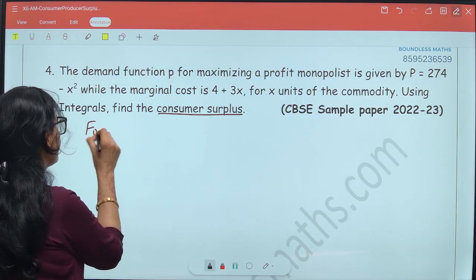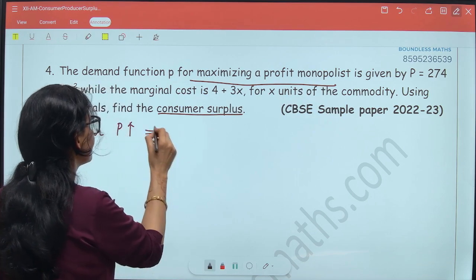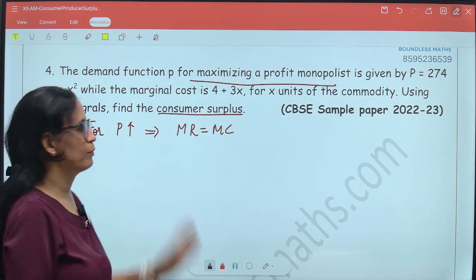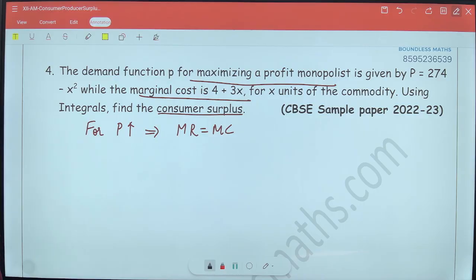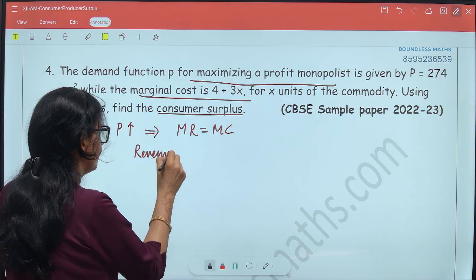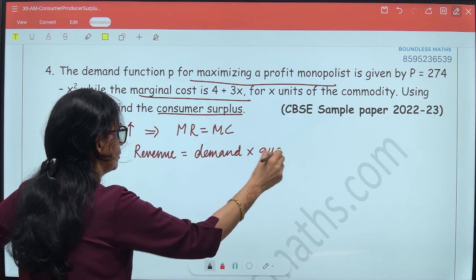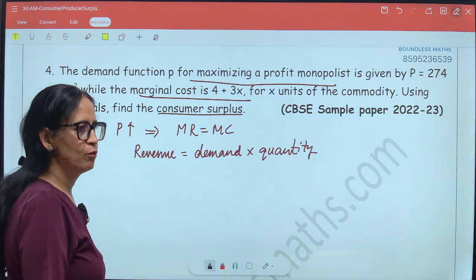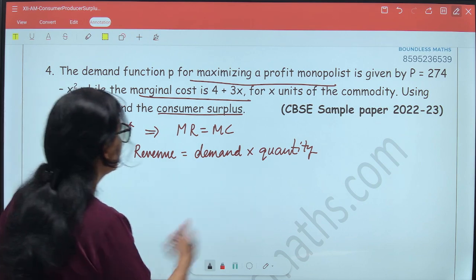For maximum profit by a monopolist, that means the marginal revenue is equal to marginal cost. This is the condition for maximum profit. Now we are given the marginal cost, but what about revenue? We don't have revenue, marginal revenue, but we have the demand function. So revenue is equal to demand into quantity. We have covered this in the basics for cost and revenue functions. If you want, you can go back and watch the video on the basics of cost and revenue and understand what is revenue and what is demand, how they are related.